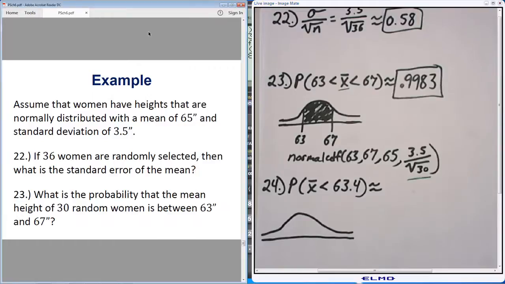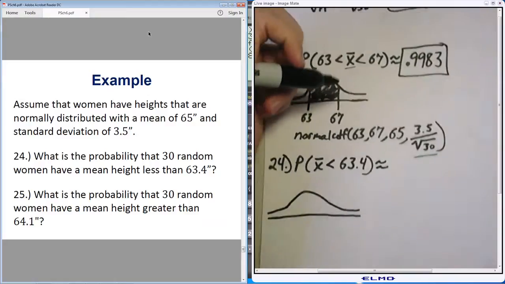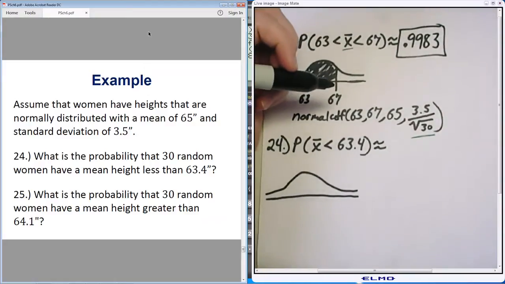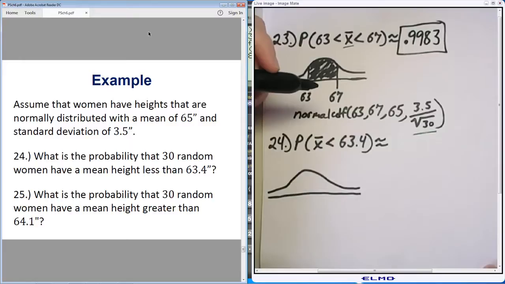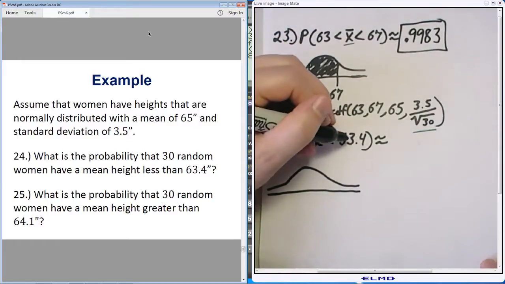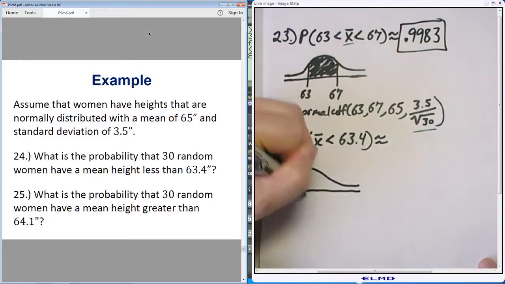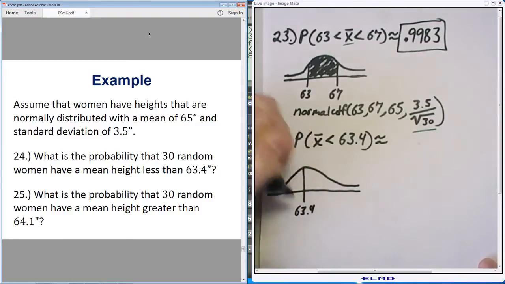Let's do some more examples. Same setup. Let's do number 24. Number 24 says, what's the probability that 30 random women have a mean height less than 63.4? All right, 63.4 would be to the left of the middle. Area to the left would be less than.